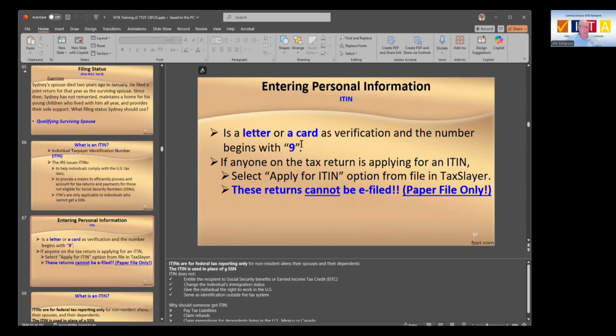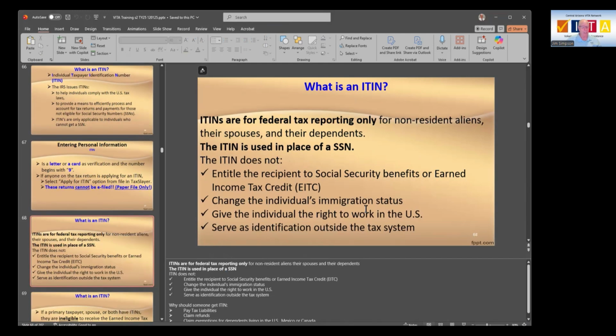You'll know it's an ITIN because it'll start with a 9. The number, or the letter or card, serves as verification. We can apply for an ITIN. First of all, if they say they need that, get the site coordinator involved. Okay. Because these can be very complicated. There's a lot of requirements that go into it. It can only be paper filed, and you really want to make sure we fill out the form accurately. Plus, there are certifying documents. I'll talk about that in a second.